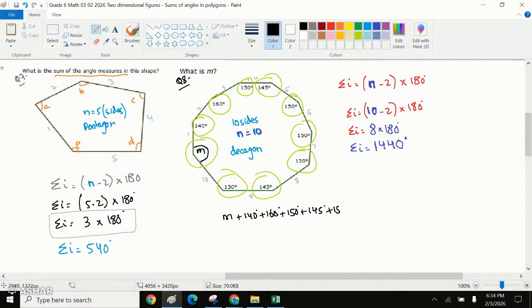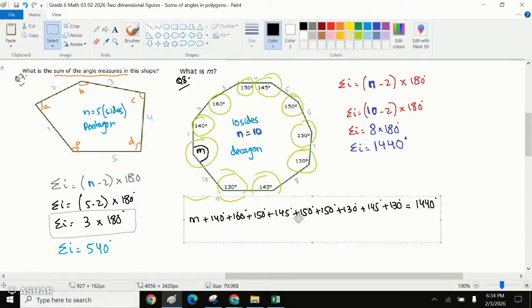145, 150, 150, 130, 145, and 130. The total should be equal to 1440, because we know that this is a, what do we know? This is a decagon, right? So a decagon always has 10 sides.